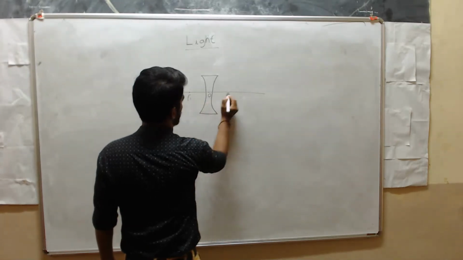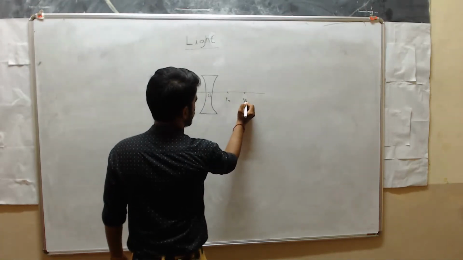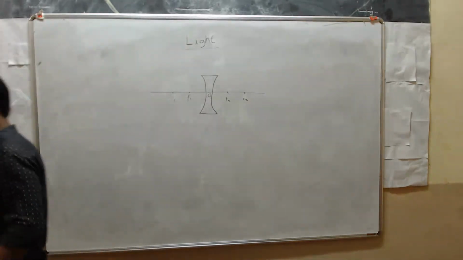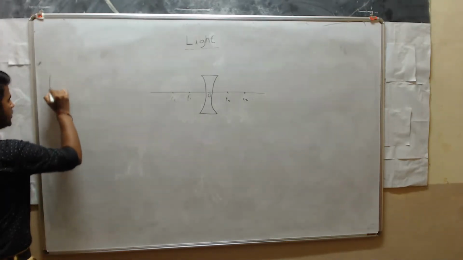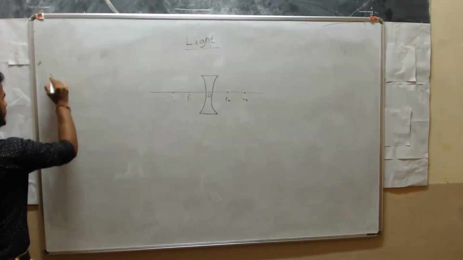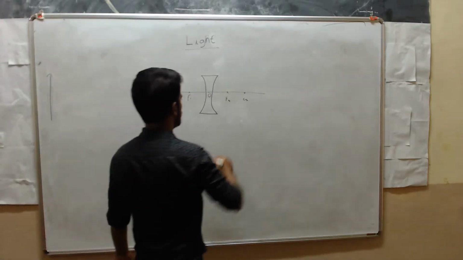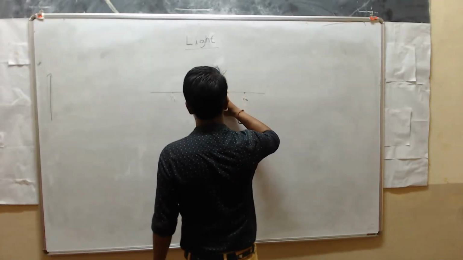C1, F1, F2, C2. Okay, so now here also, first let's keep the object at infinity. Consider two rays parallel to each other, parallel to the principal axis.